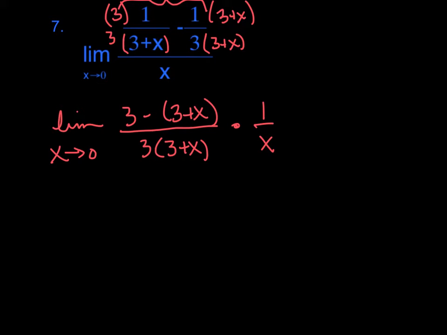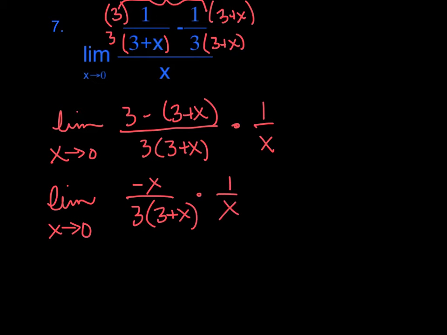I have the limit as x approaches 0. Let's distribute through here. This negative goes through to this 3, so that's 3 minus 3, which will cancel out, and that negative will make this x negative. Then what I am going to end up with is negative x over 3 times 3 plus x, multiplied by 1 over x. That's a common factor, so we can cross those out. I'm not canceling out the negative, though.